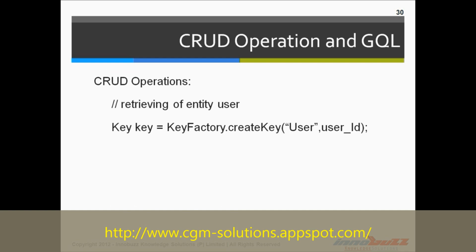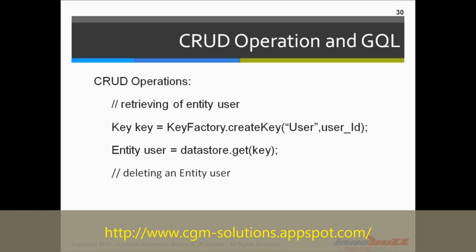Retrieving an entity. We need the key of the particular entity in order to retrieve an entity of a particular kind. The Datastore.get method with the key as parameter is used to retrieve an entity from the Datastore. Deleting an entity: by using Datastore.delete with a particular key, we can delete an entity from the database.